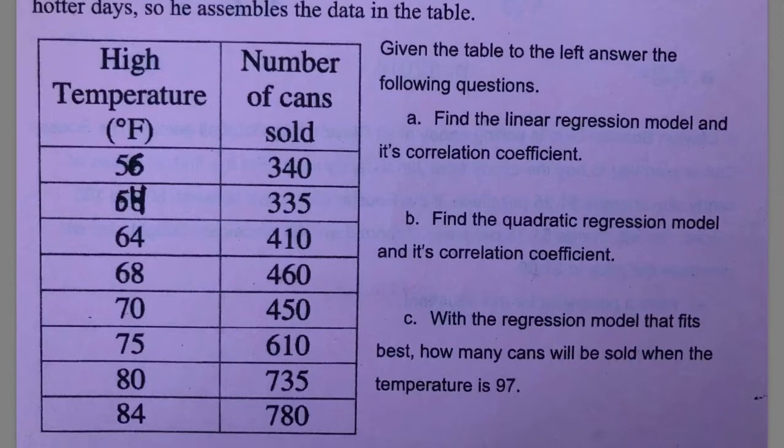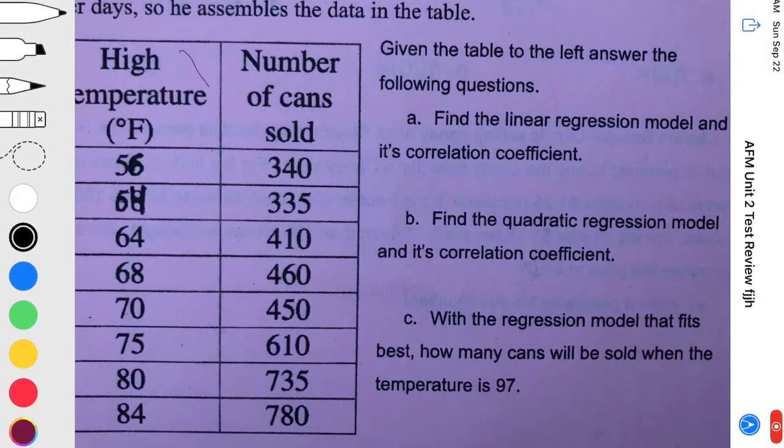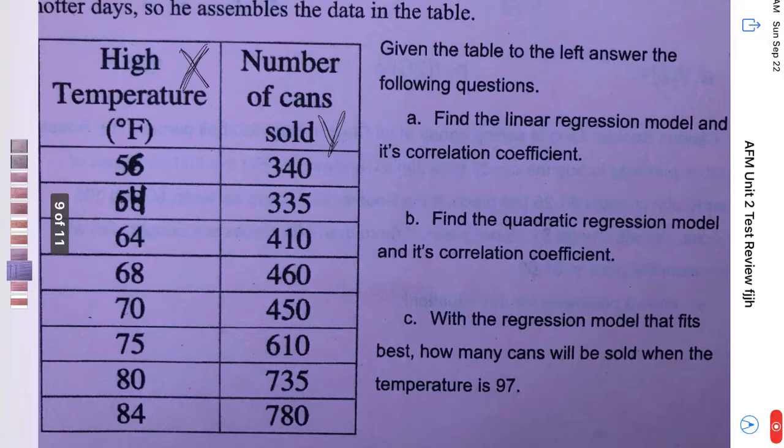So then you're going to go to stat, edit, and put in your values. So for this one, our X values are your temperature, and your Y values are your number of cans sold. So in your L2, you're going to put 340, 30, all of your X or all of your Y values.